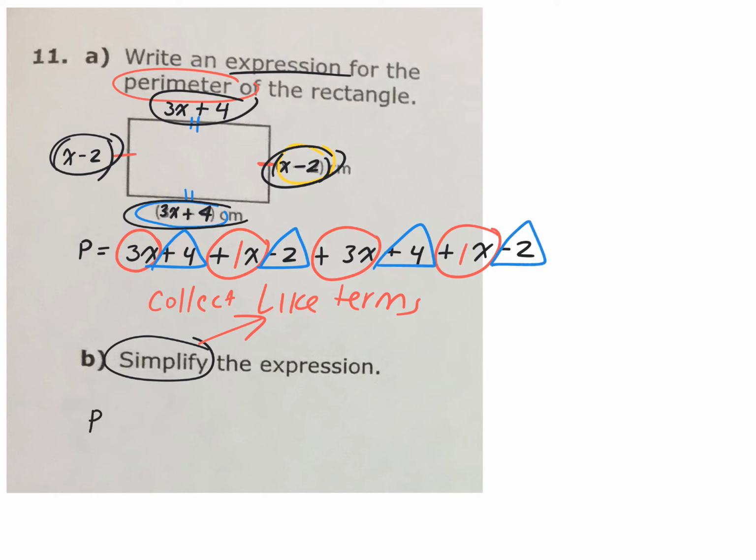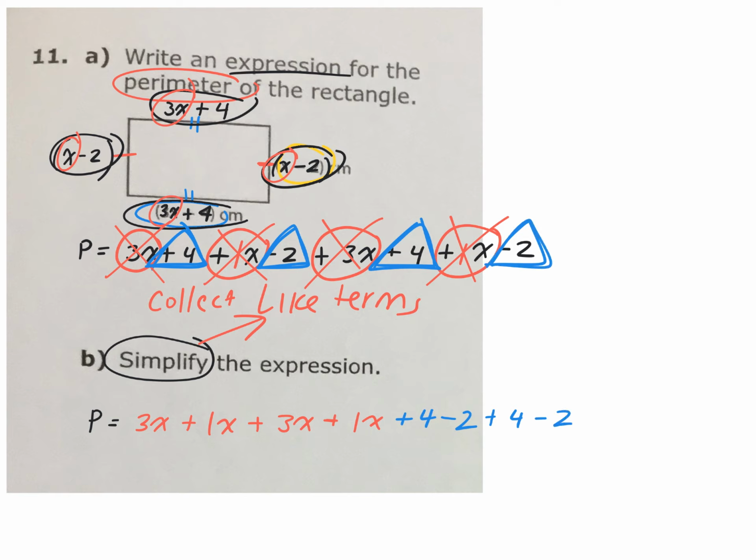So we're going to write it here. We're going to simplify it. I have 3x plus the 1x plus this 3x plus this 1x. And you can even look at your rectangle. 3x, 1x, 3x, 1x, right? And then what else am I going to add together? A plus 4. What else? A negative 2, or a plus 4 again, and a negative 2. That's putting all the terms together, but now we have to simplify it, make it shorter.